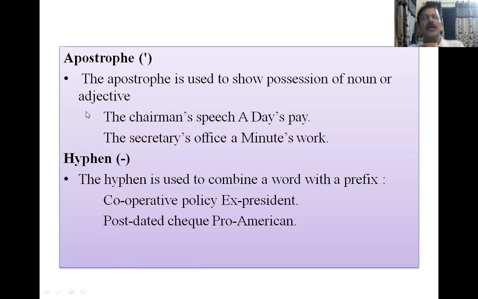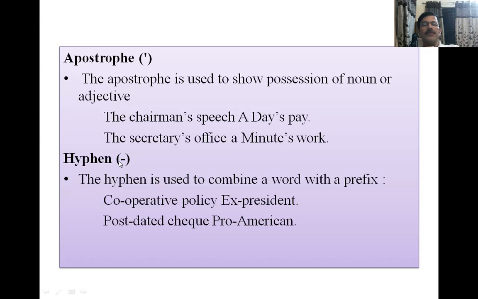The next one is apostrophe. Just like a comma, the apostrophe is used to show possession of a noun or adjective. The chairman's speech, a day's pay. You can see two apostrophes here. The secretary's office, a minute's work.